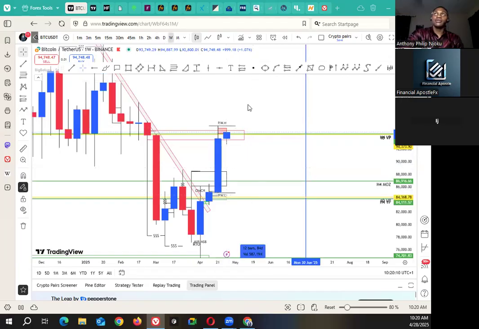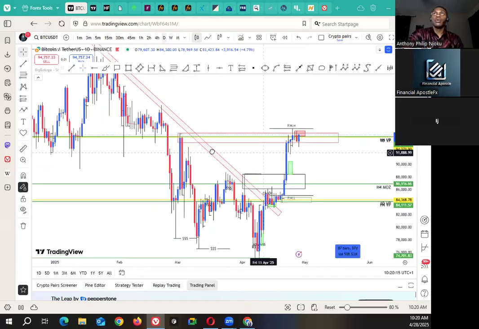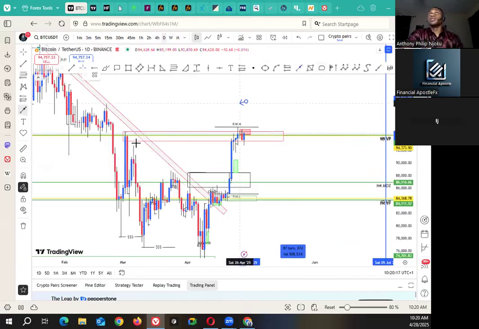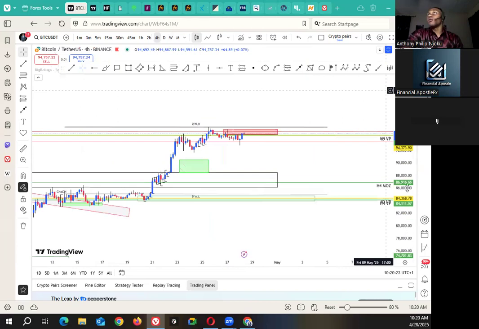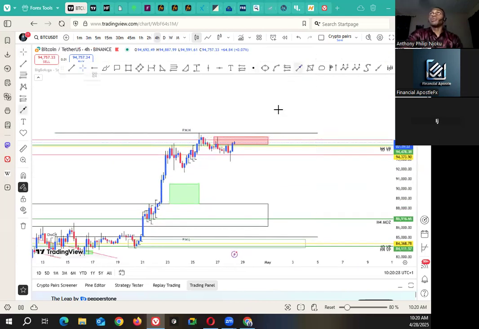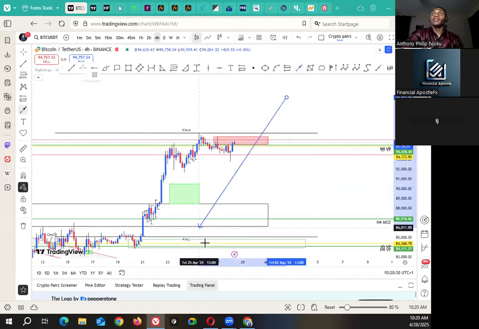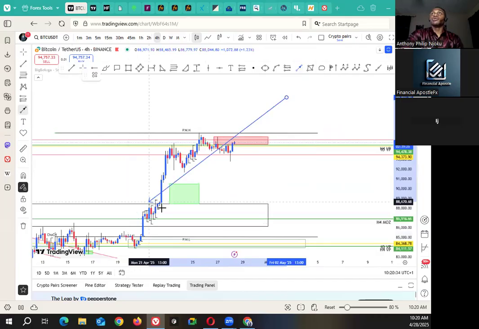Then on the daily time frame, we have a daily supply zone here. We have a daily demand zone here. On the 4 hours time frame, we have a 4 hours supply zone here. We have a 4 hours demand zone here. We have a 4 hours area optimization zone all the way here.